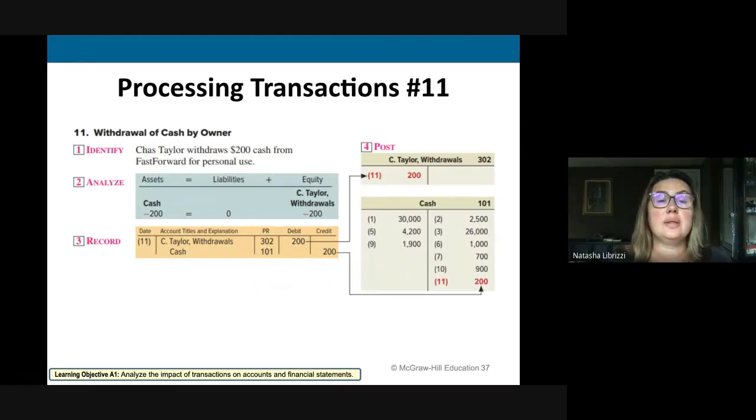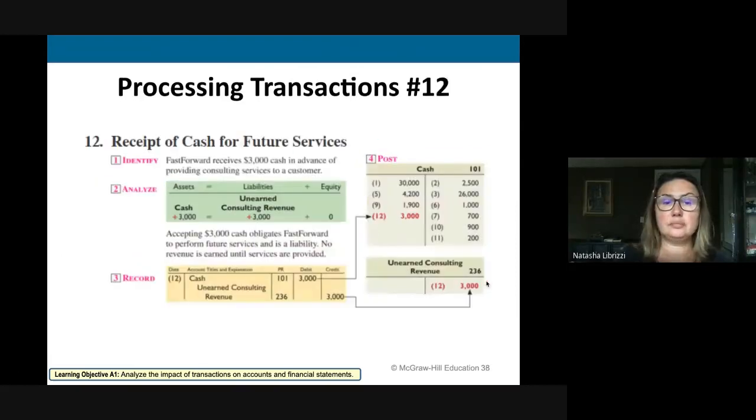Withdrawal of cash by the owner. Withdrawal of cash by the owner is not an expense, so the owner withdrew $200 cash from Fastforward for personal use. So we're decreasing cash by $200, and withdrawal is part of the equity, a decrease. So debit withdrawal and credit cash to reflect our debits and credits. Again, you always have to have at least 2 accounts. We post everything in the required account.